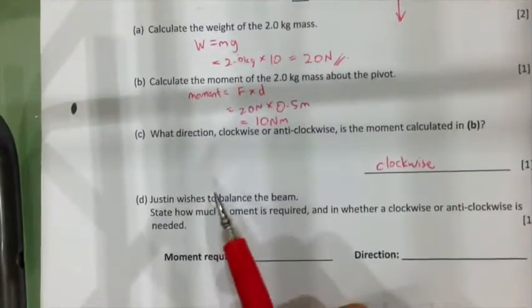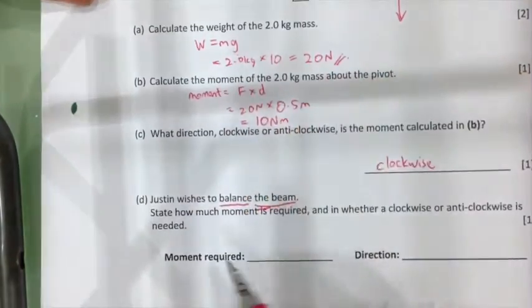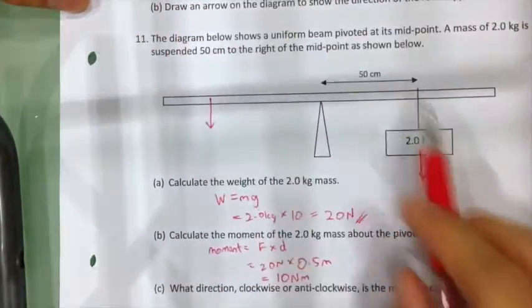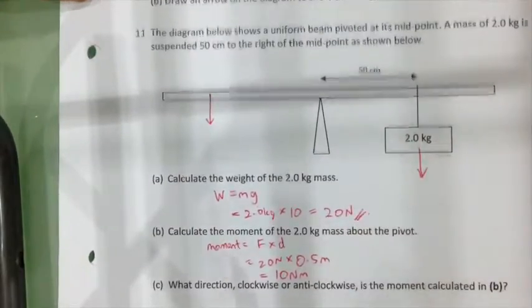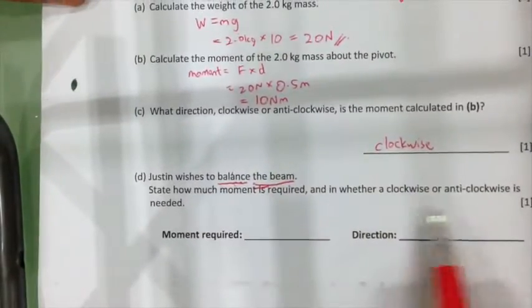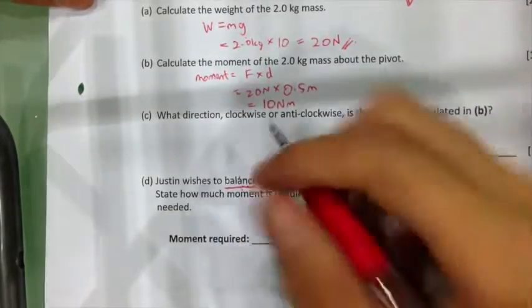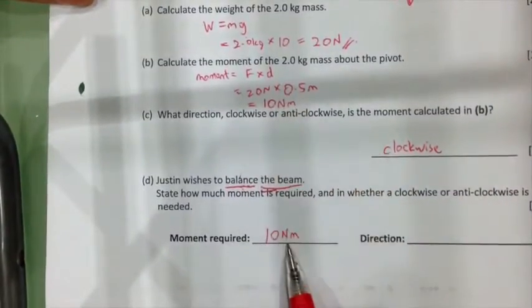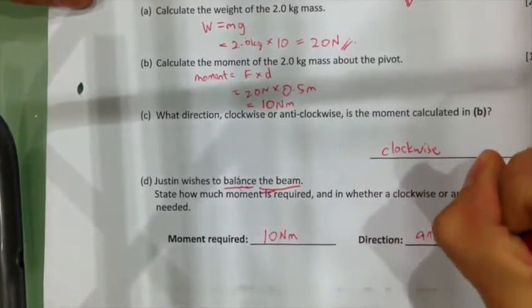Okay, finally, if you look at this one, Justin wished to balance the beam. Okay, we're looking at balancing the beam. Balancing the beam means that I must have another force somewhere here, that actually causes an anti-clockwise moment that balances out, or that's equal to this moment. So, what is the moment that's required to balance the beam? It must be the same as the clockwise moment, which is 10. So this must be the correct answer. Okay, it must be the balanced one. The direction must be the opposite direction, therefore it must be anti-clockwise.